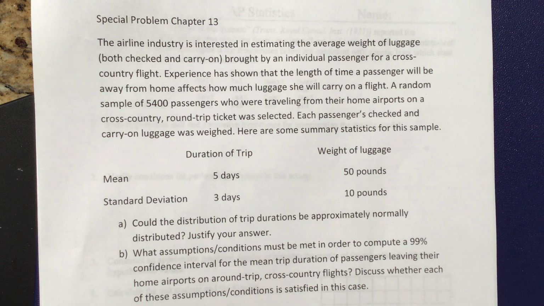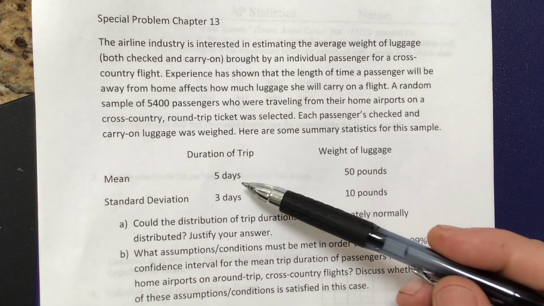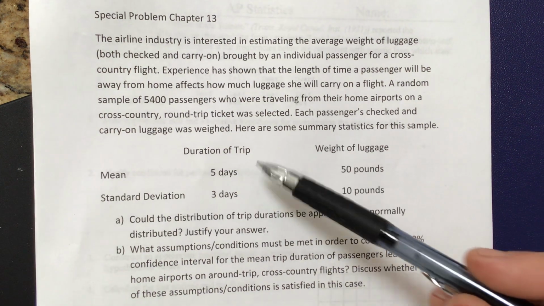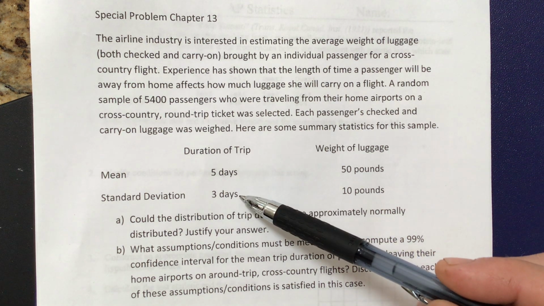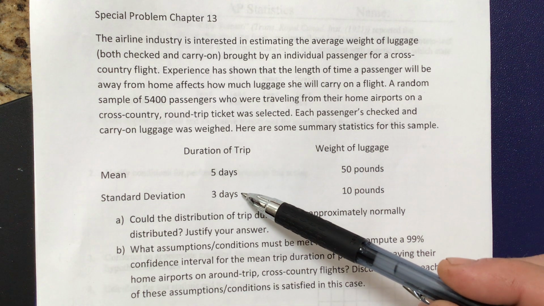Okay, question A. Could the distribution of trip durations be approximately normal? Now, this is a question that a lot of people miss. If this is an AP exam question, tons and tons of students miss it. So stop and think for a second. Could they be approximately normal? Okay. Now, look at the data. The average trip length is 5 days. The standard deviation is 3 days.